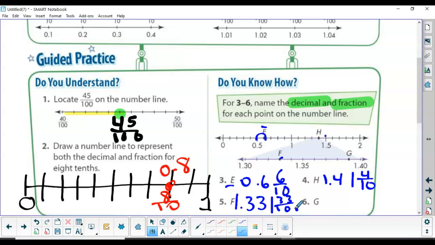And last one, letter G is right here. What are you going to put for letter G? 1 and 39 hundredths. Good job.